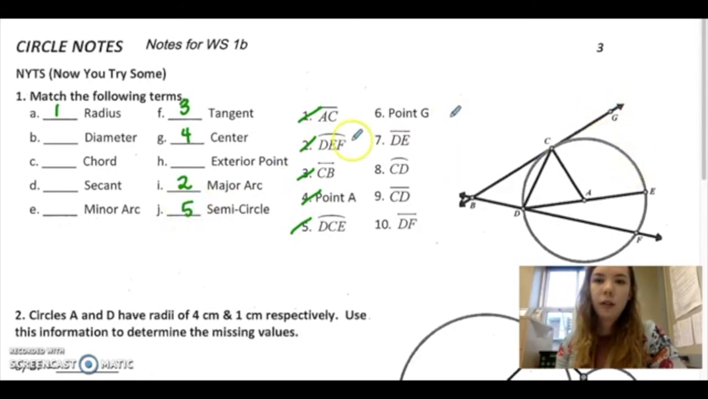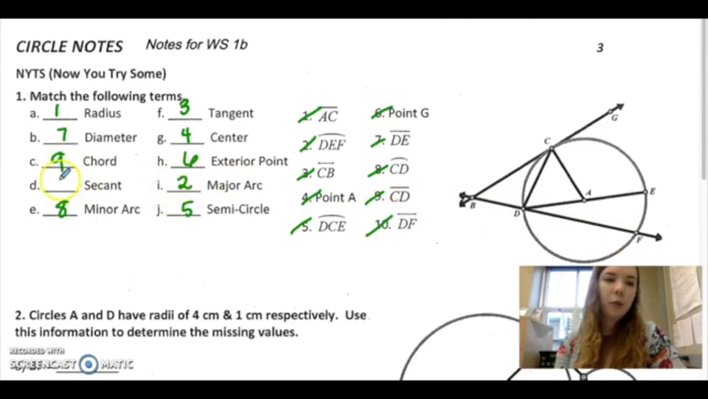Point G is an exterior point, it's on the outside. DE is a diameter. A chord, or here, CD, the arc length CD would be a minor arc. CD would be a chord. Secant line, and DF, that works, okay? And remember, the difference between a secant line and a chord is just that the secant line continues, so it has the arrows on the end.